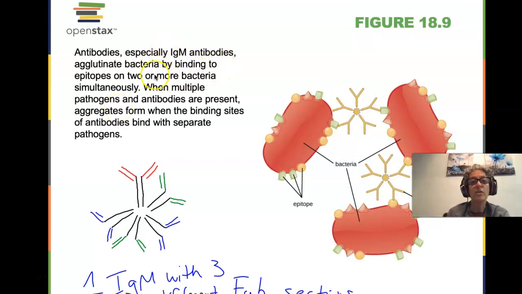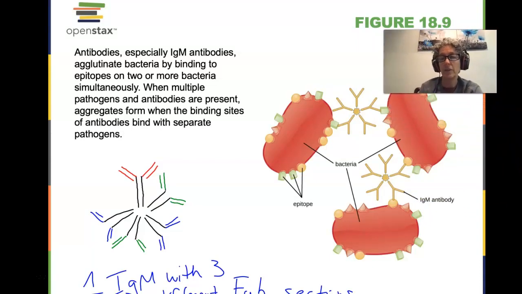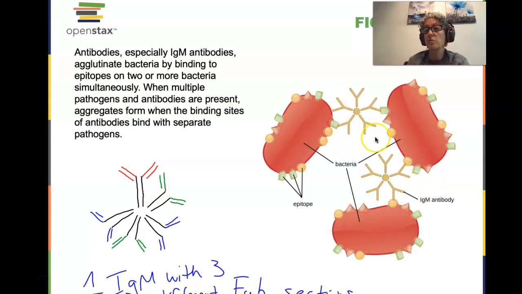IgM antibodies do a thing called agglutination to cause clumping. This is showing some species of bacteria. There's various epitopes on its surface, and those pentamer IgMs can bind across more than one bacterium. So this IgM antibody has a specific binding site for the green epitope. This is a different IgM antibody because it is binding to the circular epitope. So one IgM, because it has 5 forks on it, could have 3 different antibody binding sections.